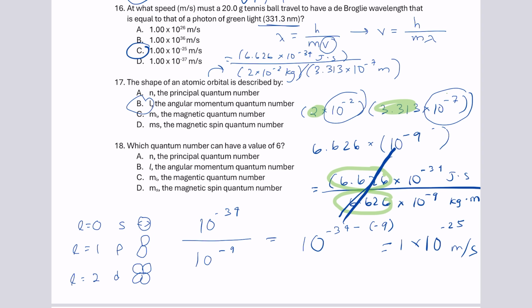18 says, which quantum number can have a value of 6? Is it the principal quantum number, the angular momentum quantum number, the magnetic quantum number, or the magnetic spin quantum number? The quantum number that can have a value of 6 is going to be the principal quantum number, which determines the energy level and size of an atomic orbital. The principal quantum number can take on any positive integer value, n equals 1, 2, 3, 4, 5, and 6. So n equals 6 is a valid value. The other quantum numbers have more restricted ranges. So the correct answer to 18 is A.